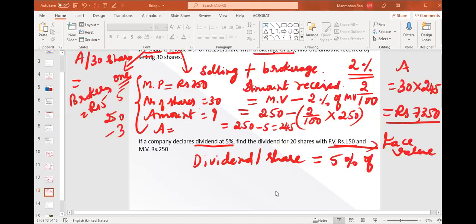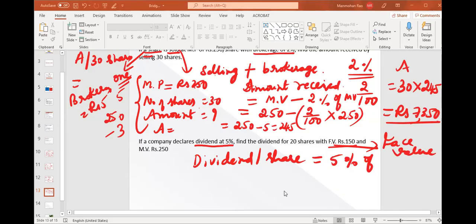I got two answers. 150. Why is it not 250 then? The question is why it's not 250. 250 is the market value. Then why is the market value given here? Why is the market value given in the problem?